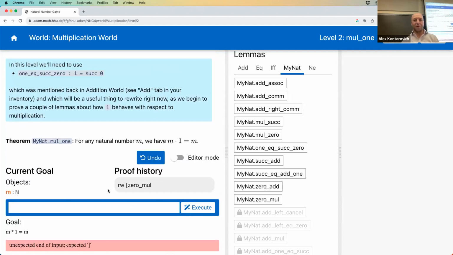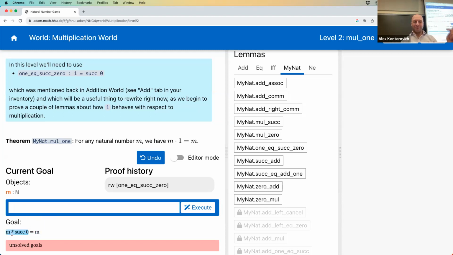Okay, so let's undo that one. Let's try something else. First of all, let's get rid of the 1. It can't see through the 1 to the successor of 0, although really the real Lean can. But this is just for our benefit. Let's rewrite 1 is equal to the successor of 0. Okay, and now m times the successor of 0 is m.